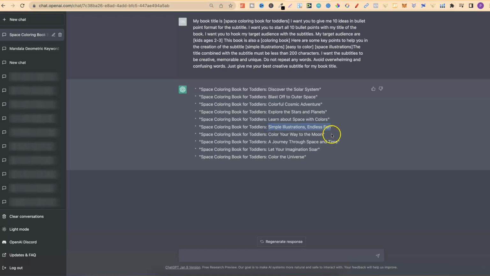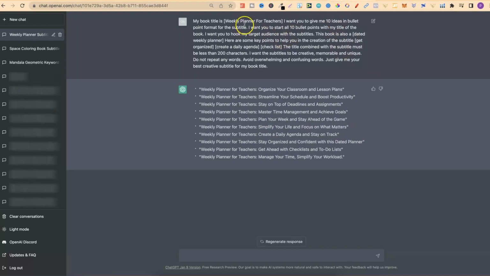I quite like that one as well, but again, as you can see, it works with lots of different types of low content books. Now another example I used was a weekly planner for teachers. I said that it also is a dated weekly planner. Now I took out who it's for, and I'm going to explain a little bit more about that in a second, but then we have get organised, create a daily agenda, and also checklist. And some of these are some really good ideas.